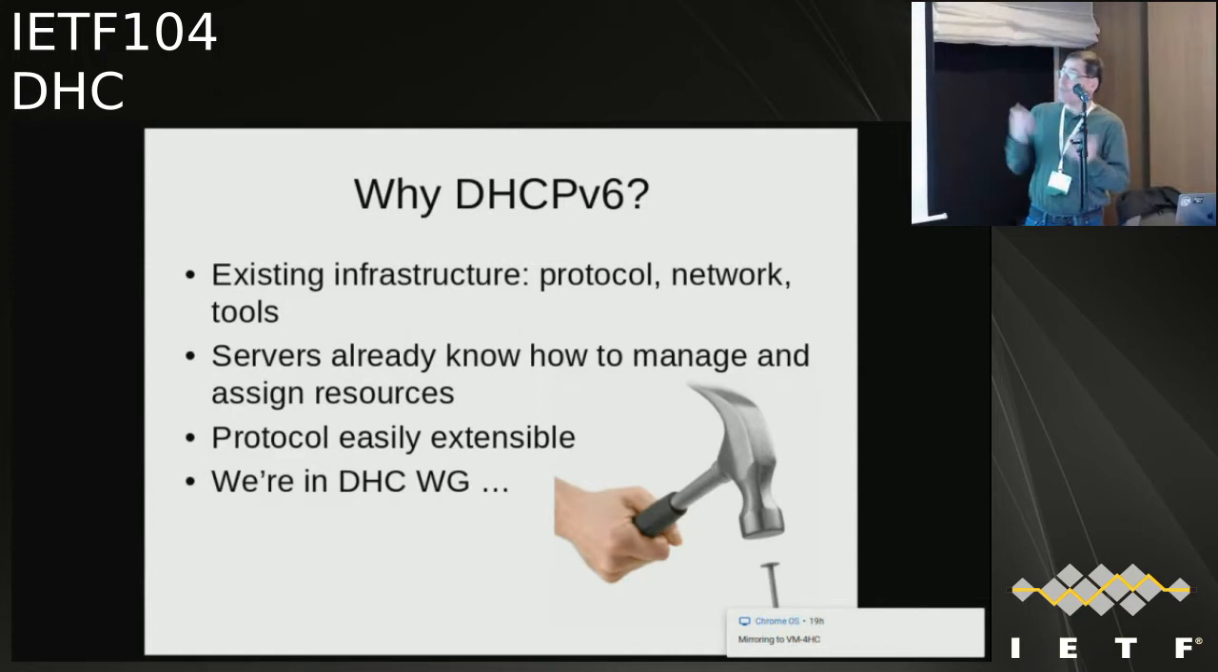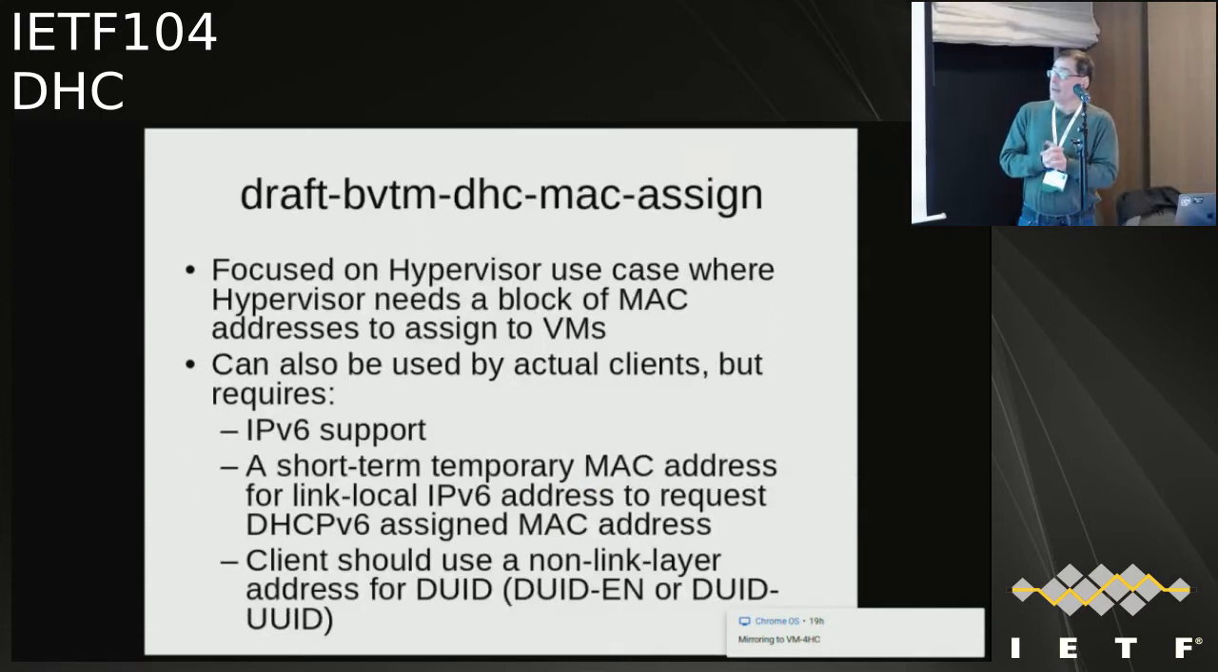Why DHCPv6? It has all the existing infrastructure that we need. We've got a protocol, we've got the network tools. The server already knows how to manage and allocate resources. The protocol is designed to be easily extensible, and we're also in the DHC working group. So, next. I kind of covered all this, so let's go to the next slide.